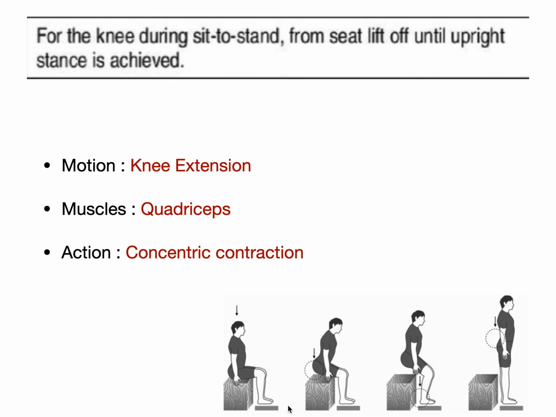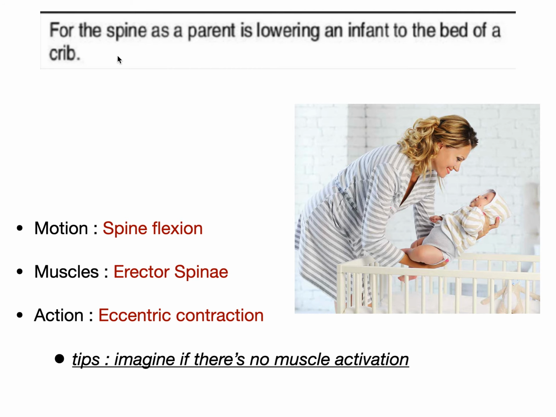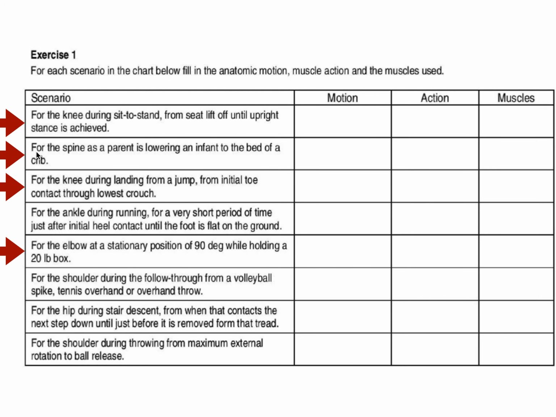You can take a look at this graph. This guy is sitting, and then his knee angle is going into extension. Imagine there's a quad muscle across the knee joint. It's getting shorter and shorter and shorter. So that's concentric contraction for the quadriceps, and the motion is knee extension. Good? Makes sense. Okay, then let's go to the second scenario: for the spine, as a parent is lowering an infant to the bed of a crib. Think about it, and we're going to talk about it in our next video.